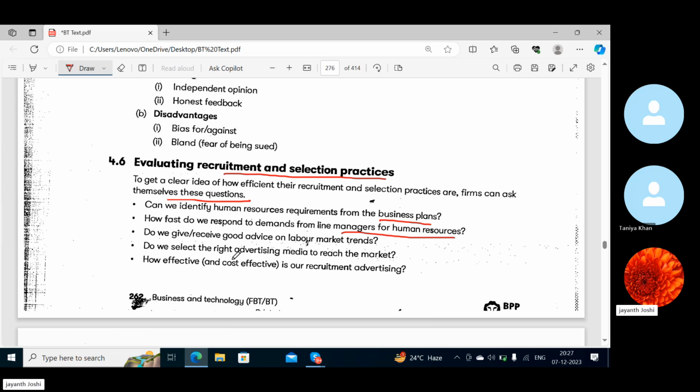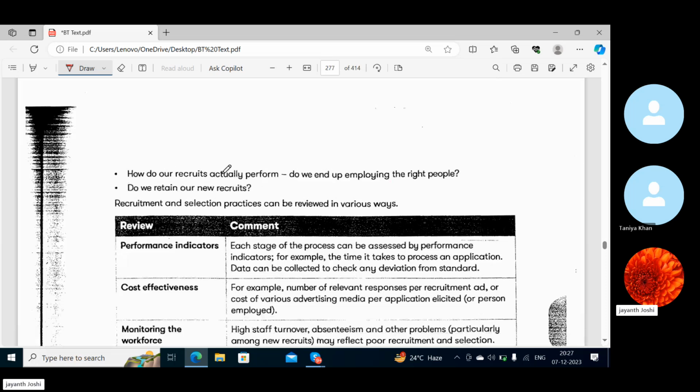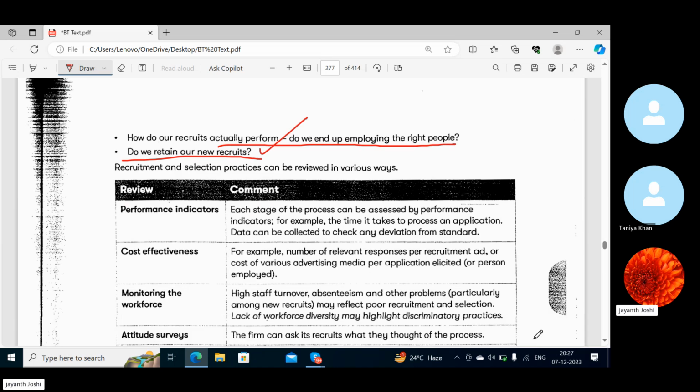Do we receive good advice on labor market trends? Do we select the right advertising media to reach the market? How effective is our recruitment advertising? These are the questions they should ask. When they ask these questions, they may get solutions, right? Now, how do our recruits actually perform? Do we end up employing the right people, and do we retain our new recruits? That is what they ask themselves, and they get good answers. If you ask questions, then you may find answers. If you don't ask questions and you're mum, then you can't find answers for your queries.